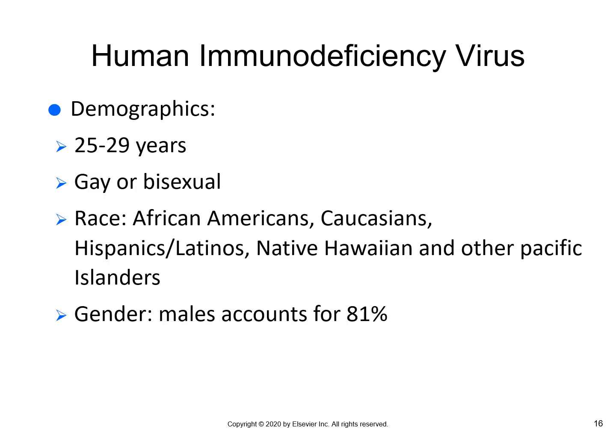It was actually more common in the demographic of 25 to 29 year old young men, gay or bisexual, and it was also common among African Americans, Caucasians, Hispanics, Latinos, Native Hawaiians, and other Pacific Islanders. By gender, males account for 81% of the cases.